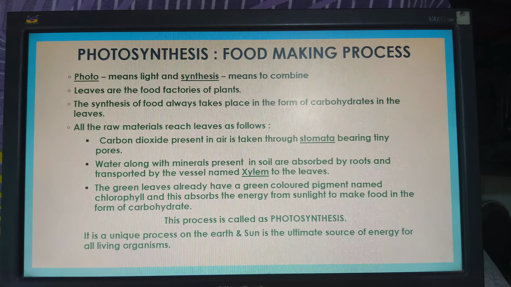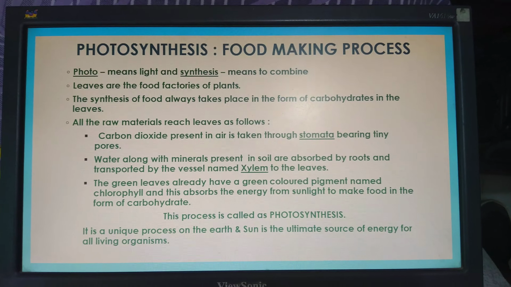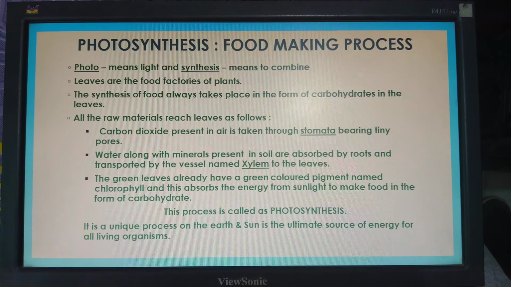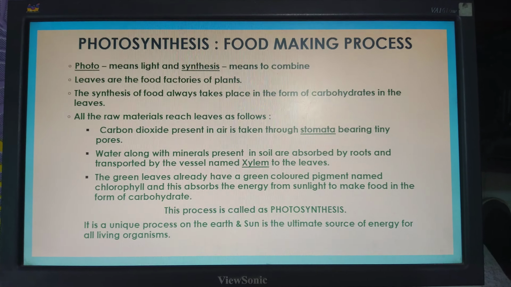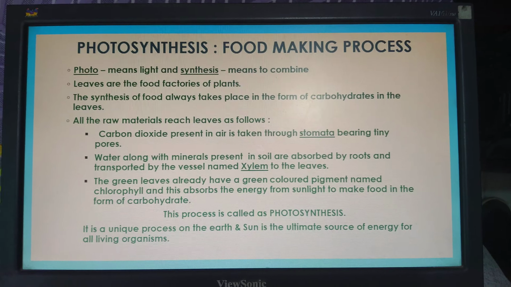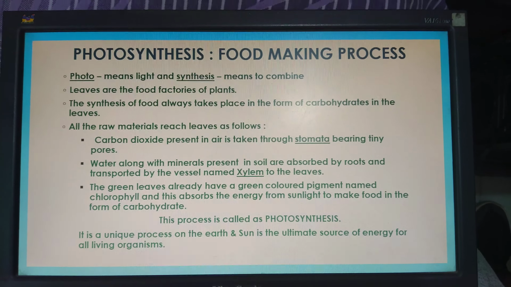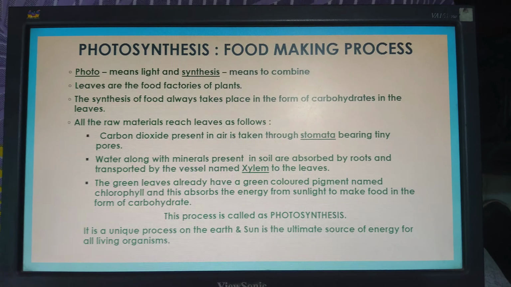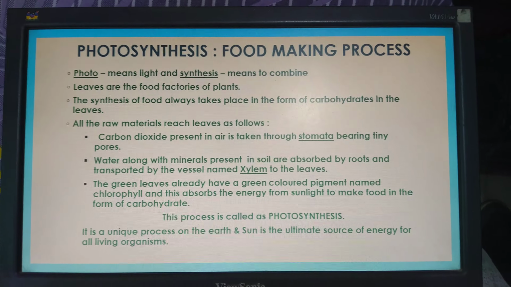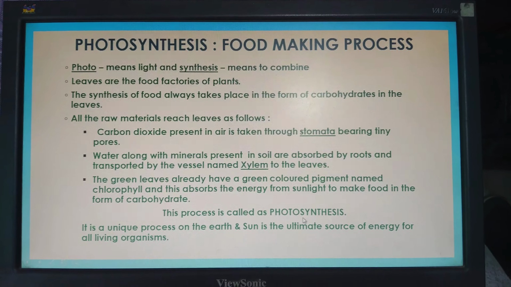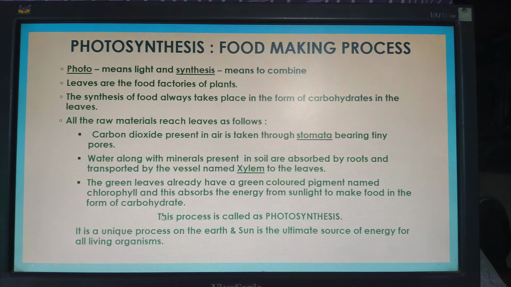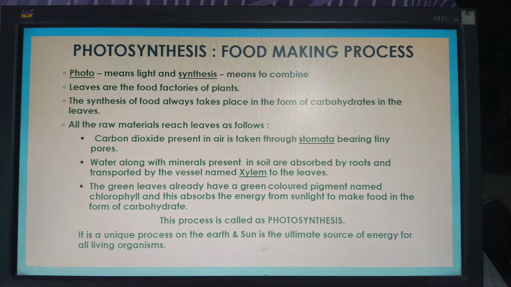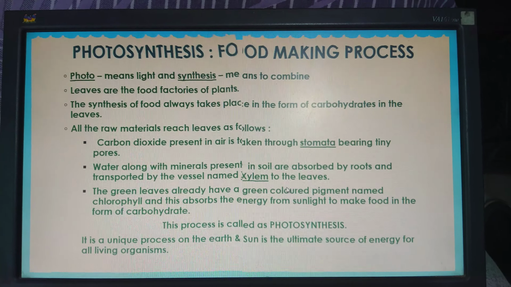Water along with minerals present in soil are absorbed by roots and transported by the vessel named xylem to the leaves. The green leaves already have a green colored pigment named chlorophyll, and this absorbs the energy from sunlight to make food in the form of carbohydrate. This whole process is called photosynthesis. It is a unique process on the earth, and the sun is the ultimate source of energy for all living organisms.